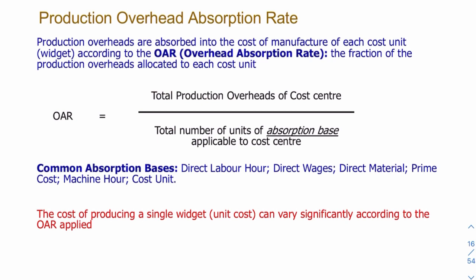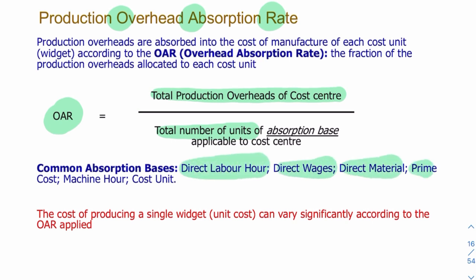So, the overhead absorption rate, OAR, is a ratio. It's the fraction of the total production overhead allocated to each unit. So it's the total production overhead of that cost center divided by total number of units in some appropriate absorption base. Now that base could be the direct labor hours, wages, materials, prime cost, machine hours, cost units, or other things. And we're going to be looking at examples of each of these in a minute. But the cost of applying each of these will be different. So the total cost in the end will differ depending on which of these we choose to adopt.